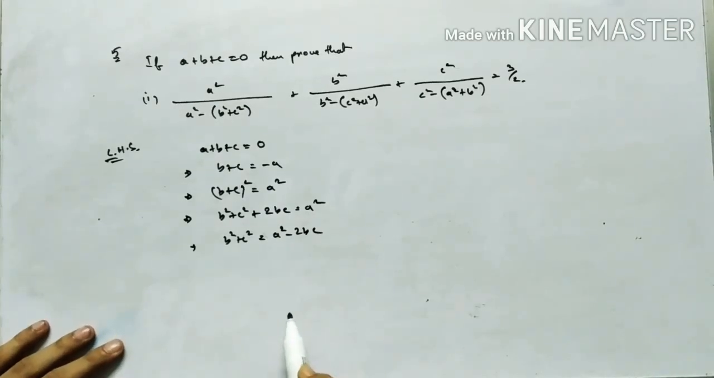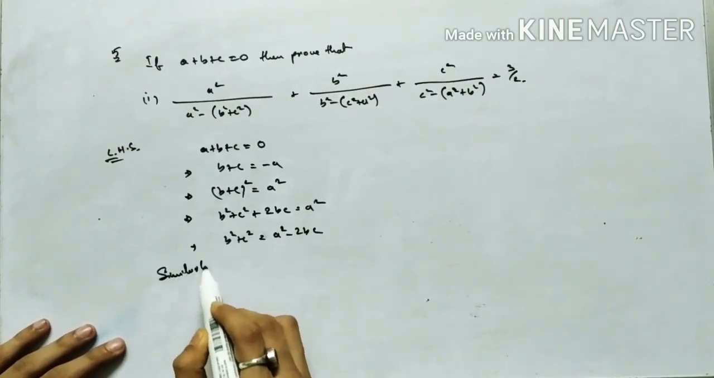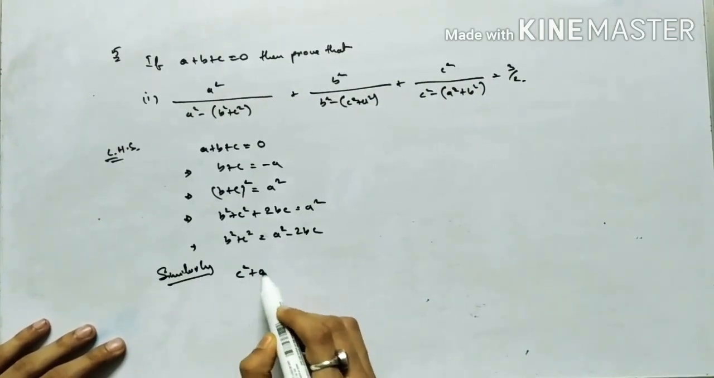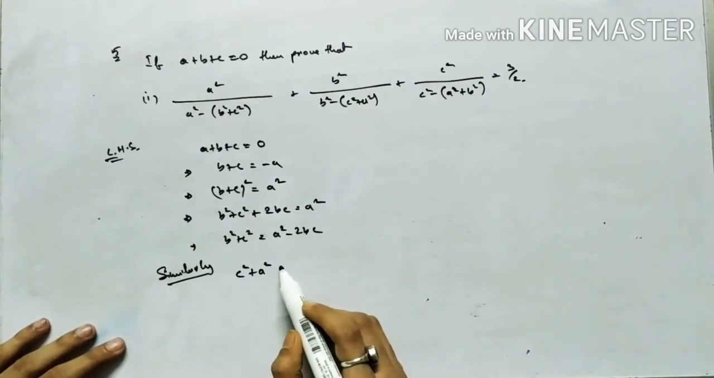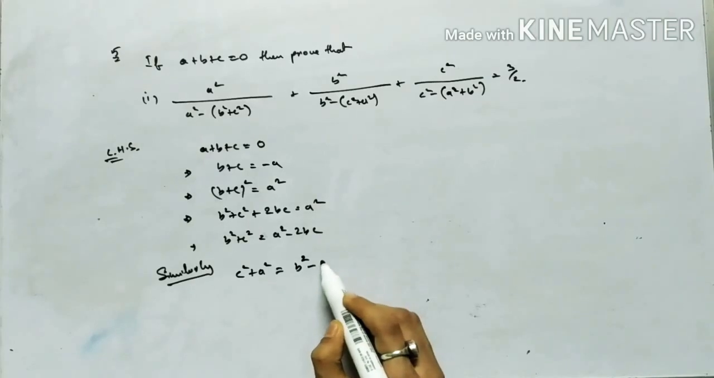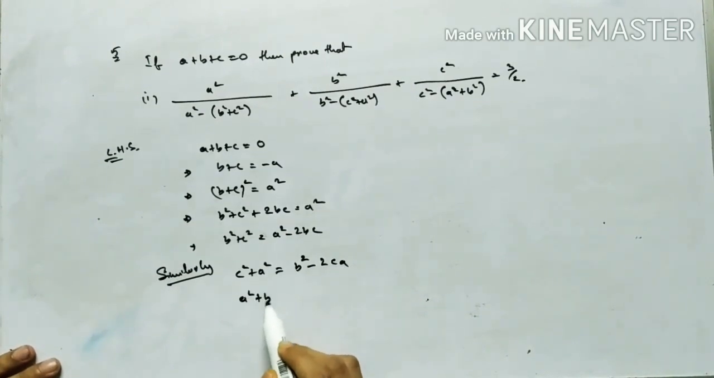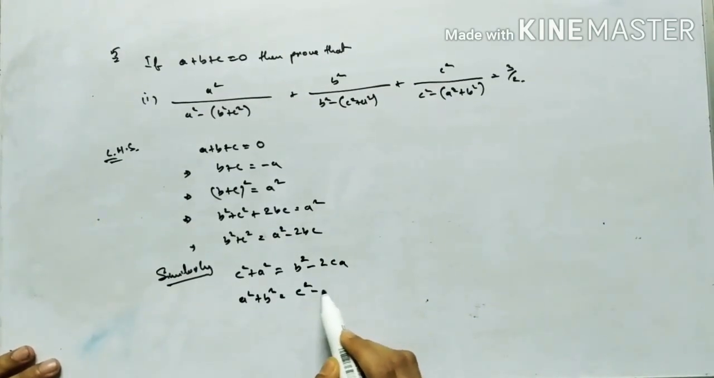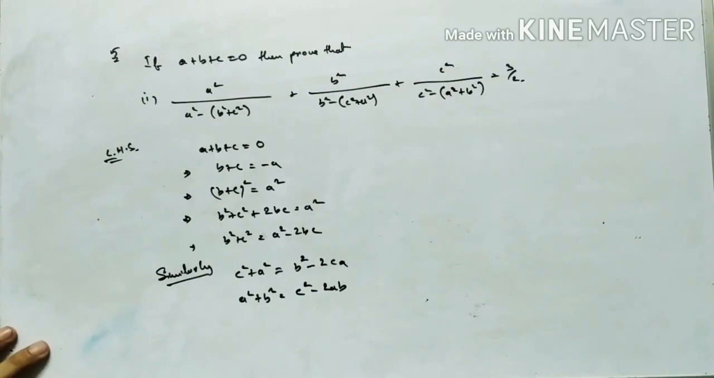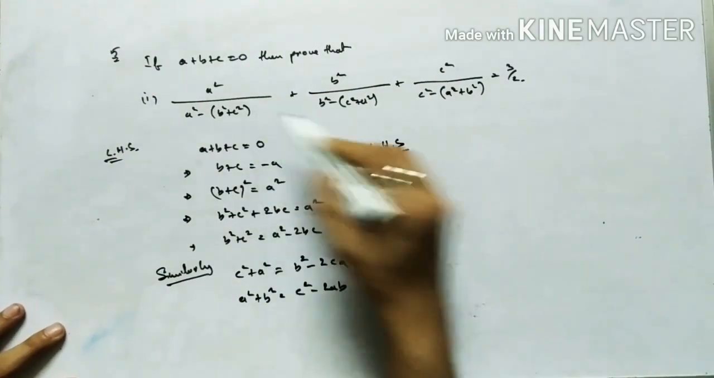Okay, and next again, similarly I can say that c square plus a square is equal to b square minus twice ca, I will get, and then a square plus b square is equal to c square minus twice ab, I will get. Understand? So after that I will take the LHS.